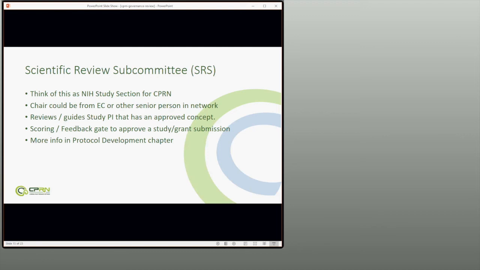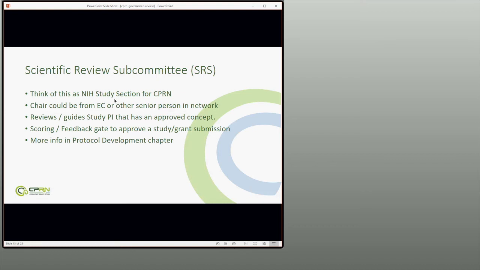So we want a person very experienced with how study sections work to chair this. It will provide first a quality bar for concepts that get developed into protocols or applications. But then after they get approved, it will play a guidance role, helping CPRN and a study PI develop a really good concept. And they'll do that both with some dedicated members of the Scientific Review Subcommittee and the members of the DCC.